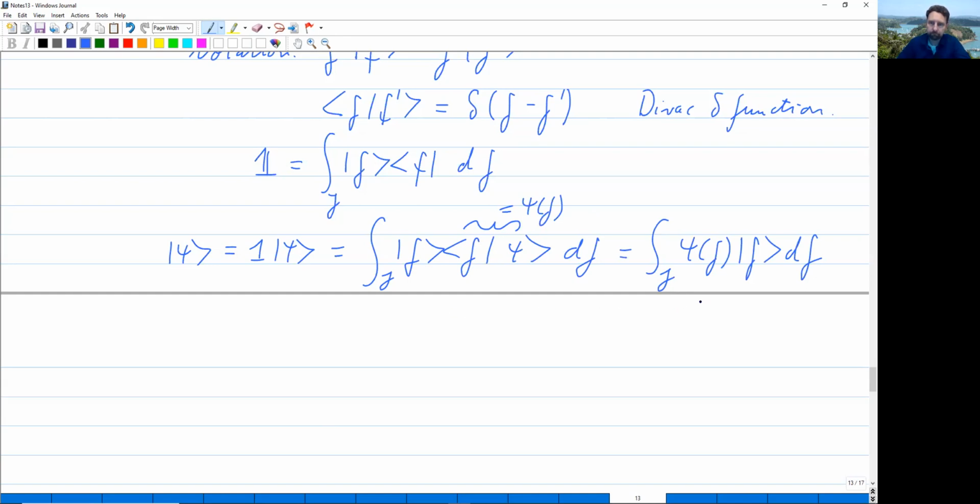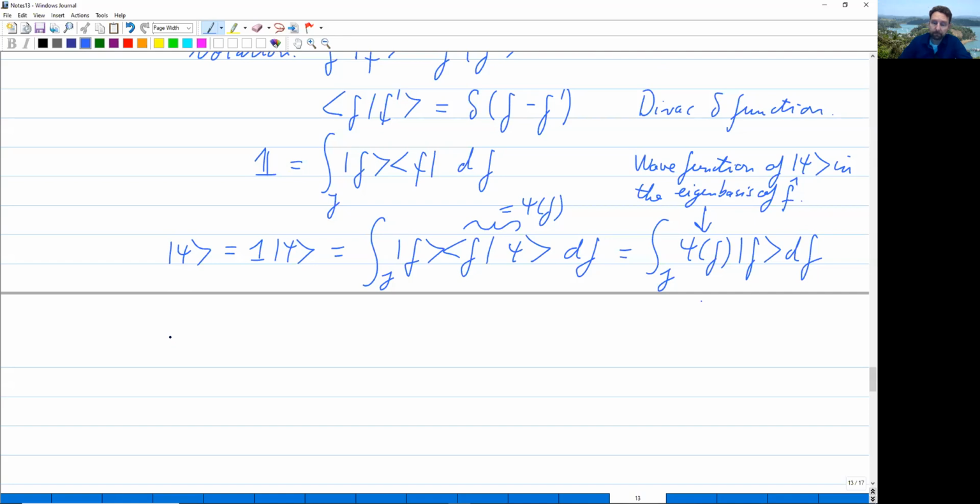Here, this is the wave function of the abstract vector psi in the eigenbasis of the operator f hat. So what we've achieved is we have expressed an abstract Hilbert space vector in terms of a concrete function by choosing a basis.